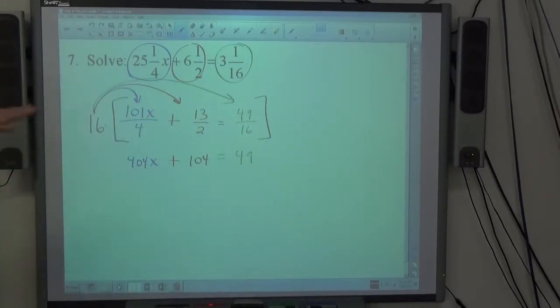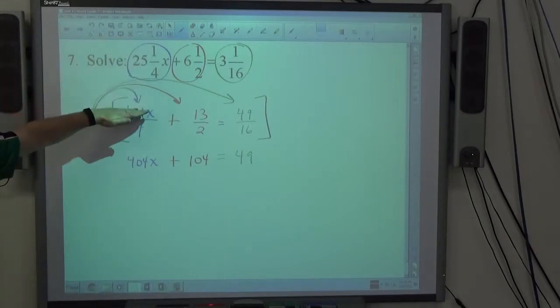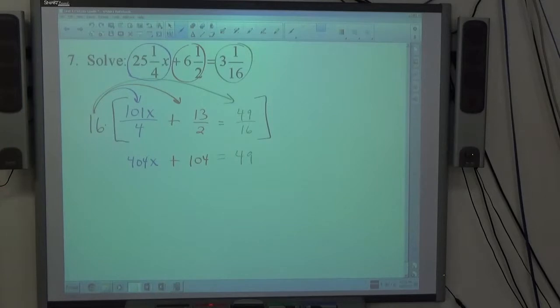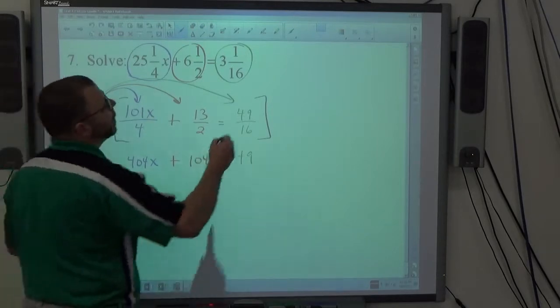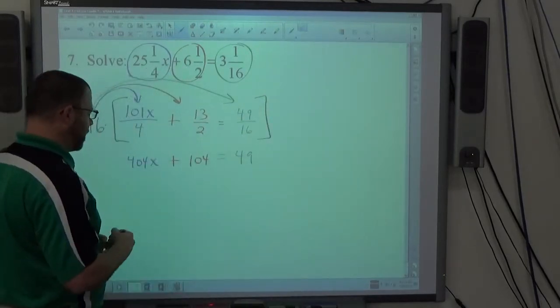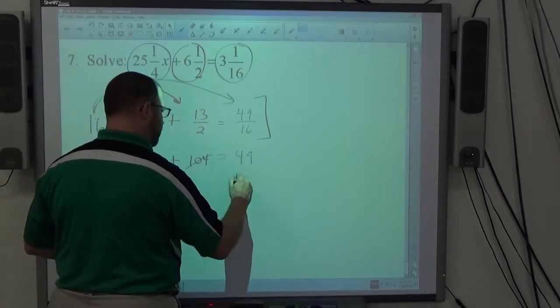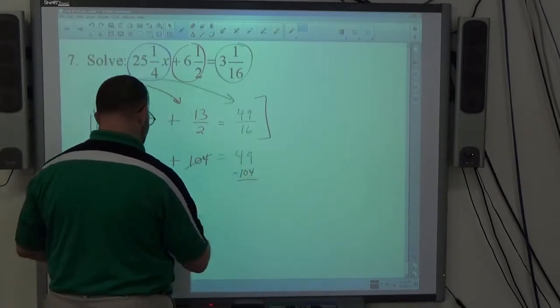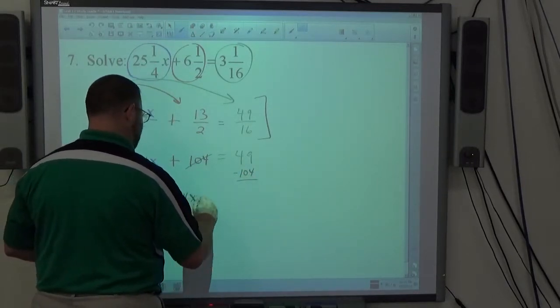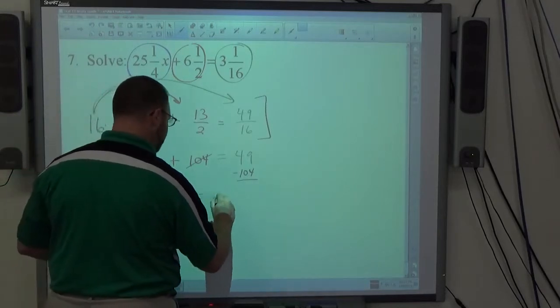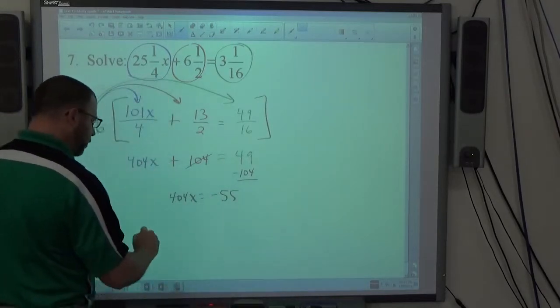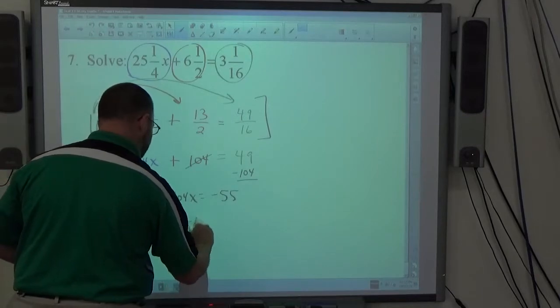So just like that, we've gone from mixed number to improper fraction to all integers. Once you get down to all integers, the easiest equation you can possibly make, then it's just a matter of solving that equation. I would move the 104 over here. 404x is equal to negative 55. Divide both sides by 404.